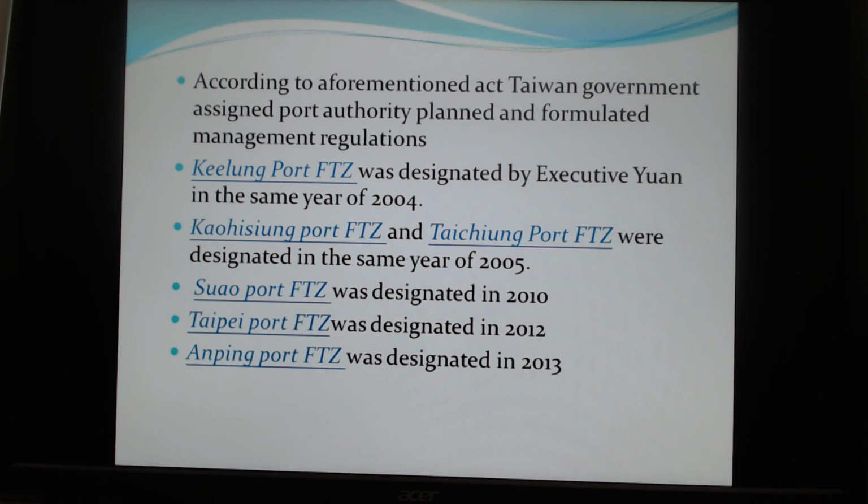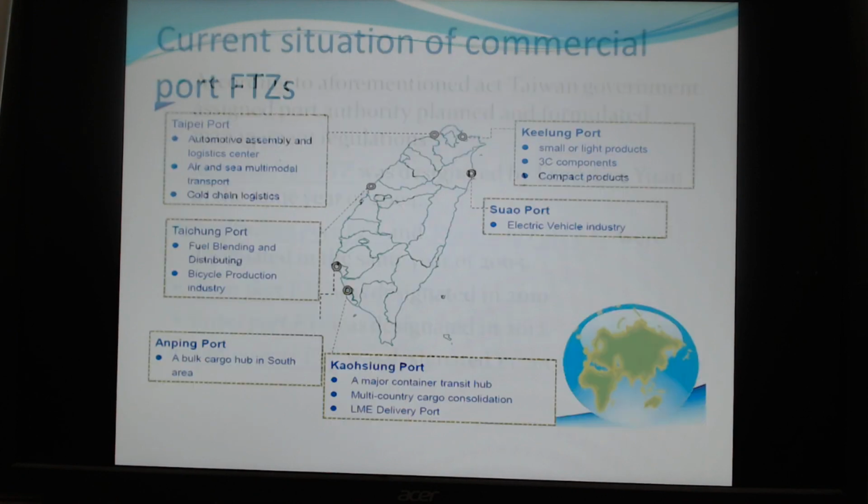Okay, here just shows how many free trade zones there are, especially port-type free trade zones, in Taiwan. In Keelung, we have the Keelung Port Free Trade Zone set up in 2004. Kaohsiung and Taichung were set up in 2005. And Suao Port Free Trade Zone in 2010, Taipei Port Free Trade Zone in 2012, and Anping Port.